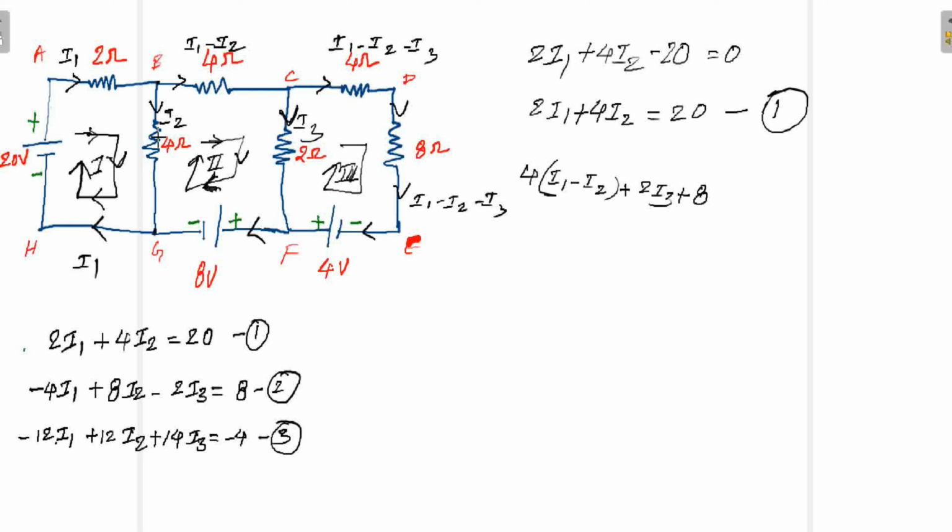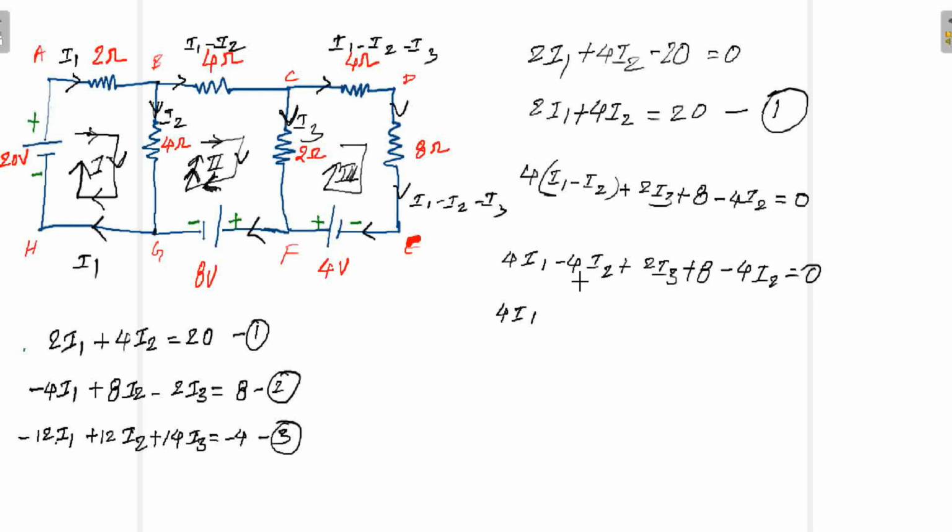Now move from G to B. The current direction is like this. The loop current direction is from top to bottom, but the branch current direction is from bottom to top, in opposite direction. So let us consider opposite direction: minus 4 into I2, which is equal to 0. Now simplify it. So 4I1 minus 4I2 plus 2I3 plus 8 minus 4I2, which is equal to 0.